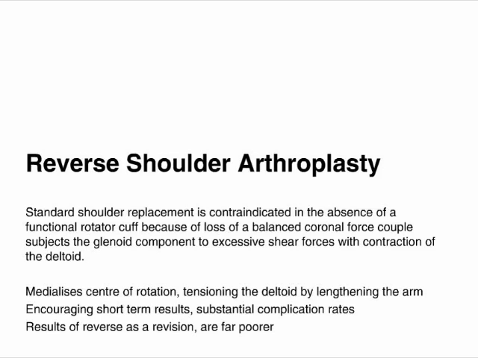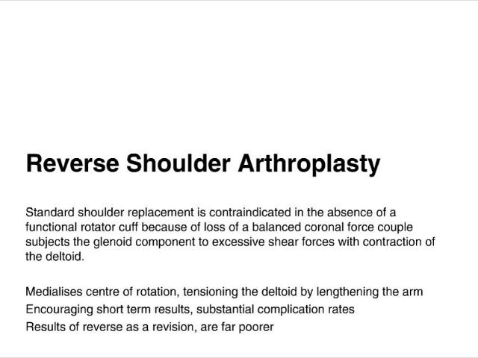Reverse shoulder arthroplasty, and I should have put a picture in here, medializes the center of rotation, hence tensioning the deltoid by essentially lengthening the arm and allowing a greater lever. These have fairly good short-term results, but are associated with significant complication rates. And again, if these are revision or salvage procedures after a previous operation, the results are far poorer.